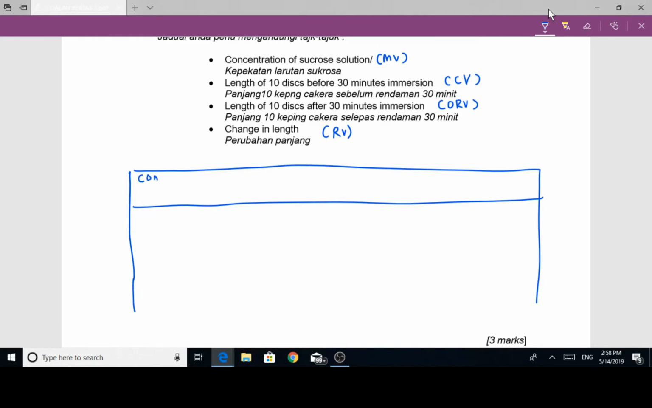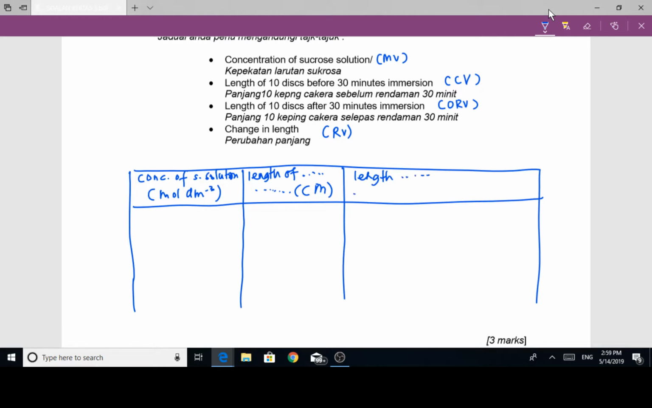So let the first one be the concentration of sucrose solution, and remember to give a unit for it. This is measured in mole per decimeter cube. Make sure that you have a unit for the titles. And then you have the length of 10 discs before 30 minutes immersion. Sorry, length is measured in centimeter. And then followed by the third column here. You have the length of 10 discs after 30 minutes immersion. Again, it is measured in centimeter.